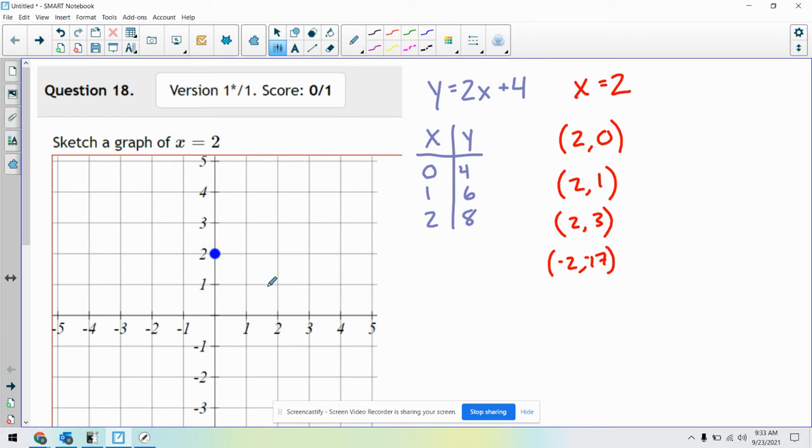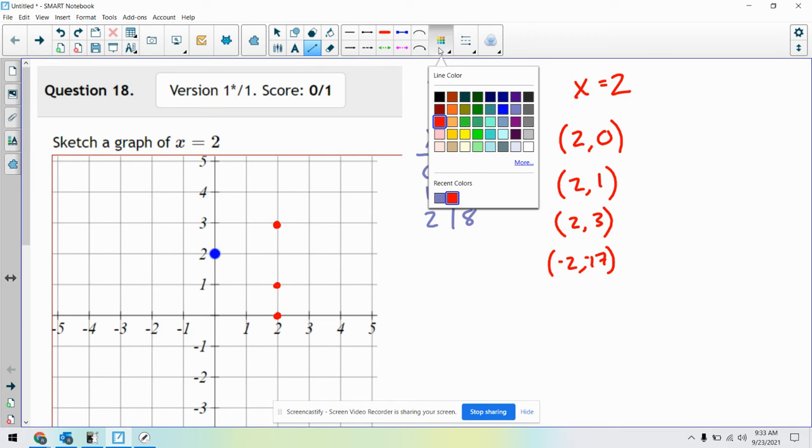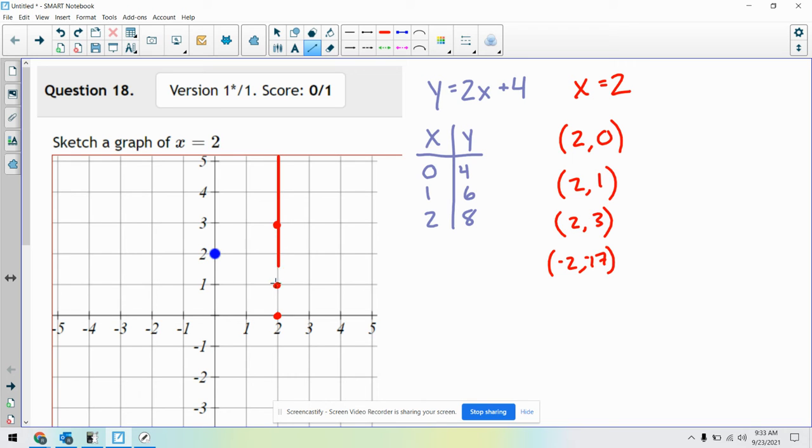But if I start plotting these, let's see, 2, 0, I get that. 2 comma 1, I get that. 2 comma 3, I get that. 2 comma negative 17, somewhere down there. You'll see that they all fall on this vertical line. So when I have an equation like x equals something, that's going to result in just a vertical line going forever up and forever down. That shows a graphic representation of every single coordinate that satisfies this.